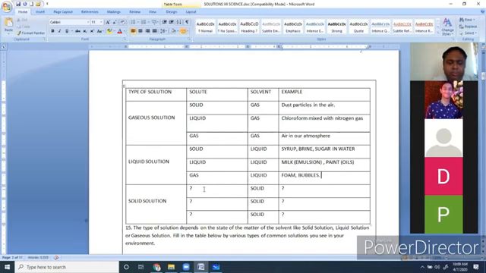Again, solid in solid: alloys, minerals. Liquid in solid: gel, jam, jelly. Gas in solid: sponge, pumice stone, chalk piece.